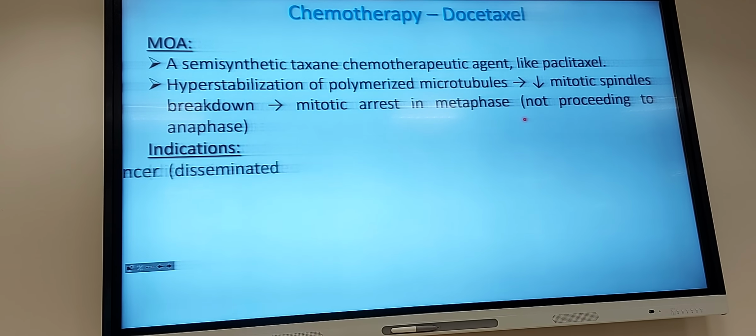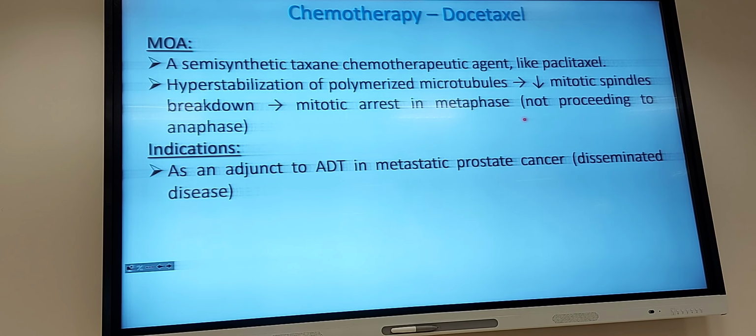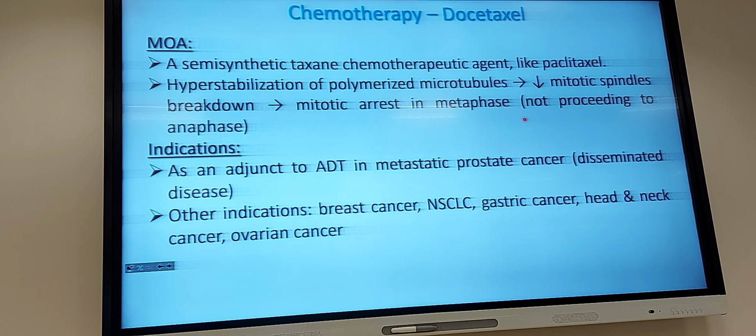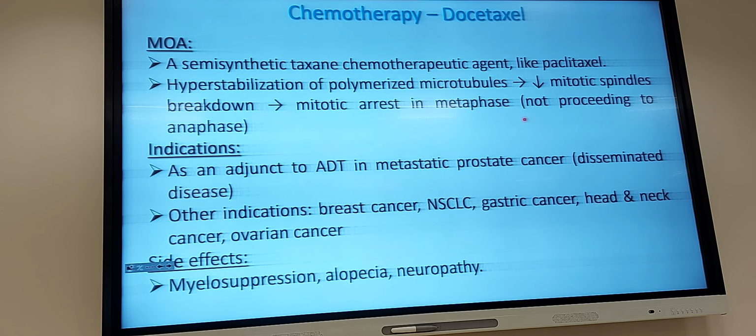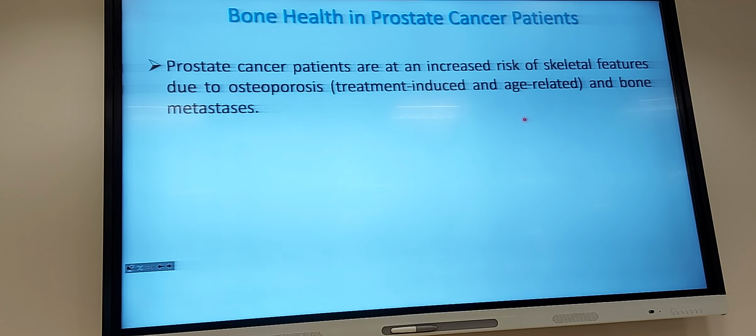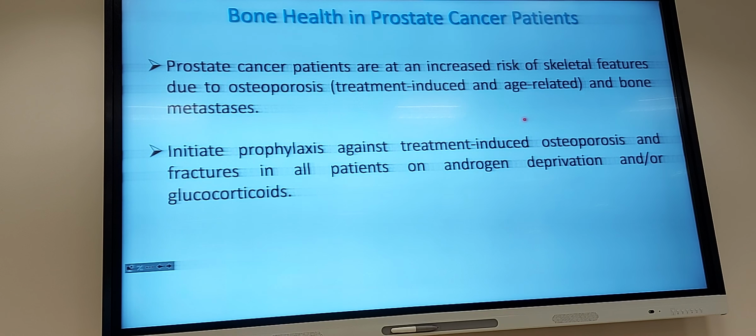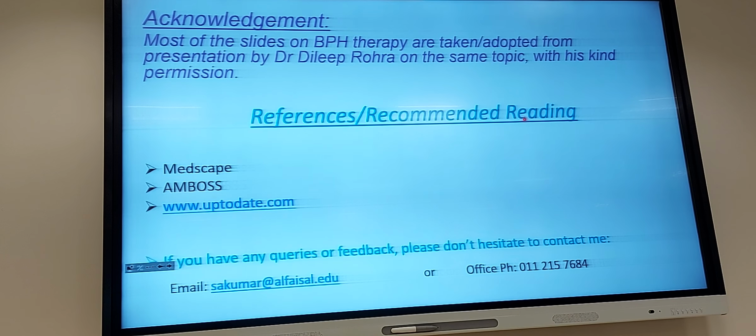So it's a chemotherapy agent. It's indicated as an adjunct to ADT in metastatic prostate cancer, like disseminated disease. There are other indications, you don't need to remember those. Side effects: myelosuppression, alopecia, neuropathy. Bone health, obviously we just discussed, because they are at a very high risk of osteoporosis and bone fractures. So you have to give them prophylaxis to prevent this osteoporosis and fractures. Any questions?